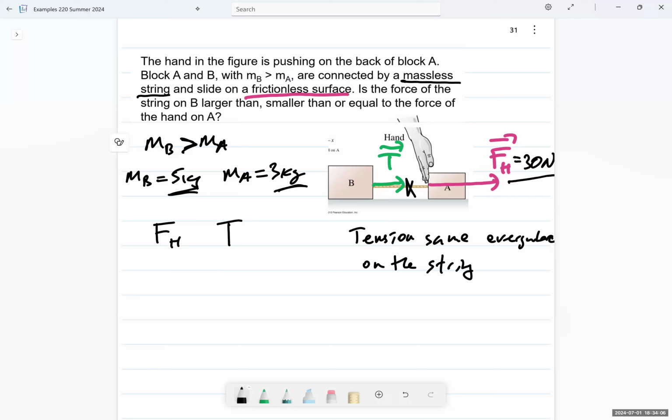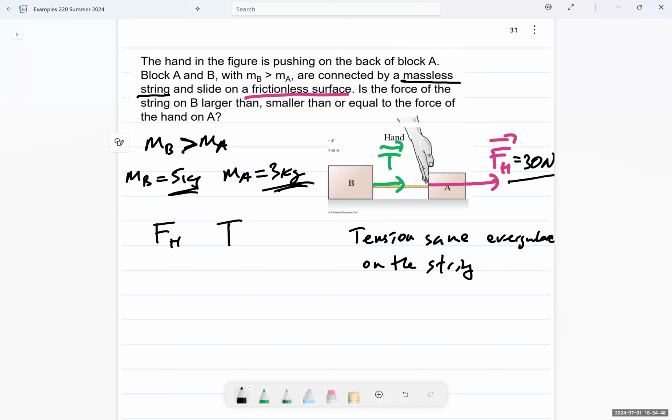So for example, if there was no string, that means A and B were just independent from one another, sitting on the surface, then we can ignore B altogether and just look at what happens with this 30 newtons acting on A. If A is 3 kilograms, then the acceleration would have been 10 meters per second squared, force over mass. Extremely easy. But what I have here is a string connecting A and B. So this 30 newtons of force acting on A pushes A, but because A is connected to B, indirectly it's also dragging block B together.